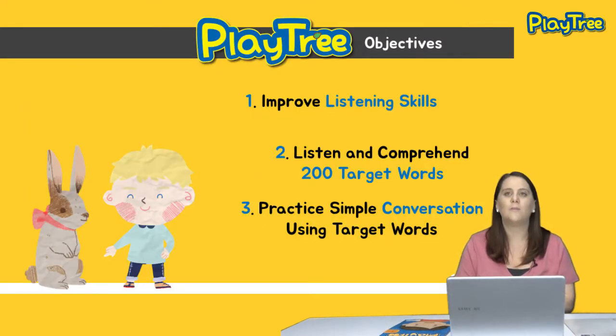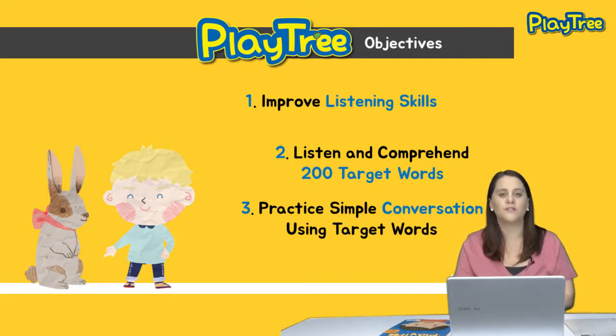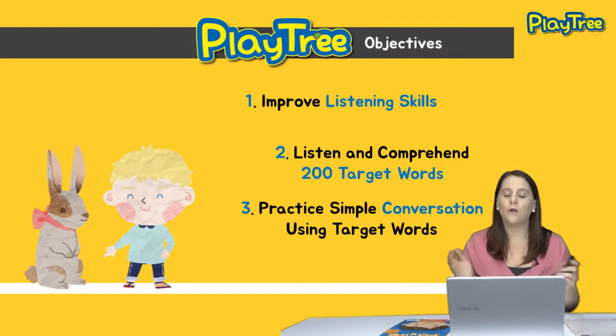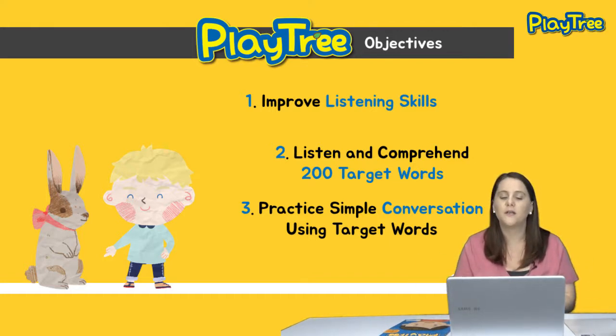Now let's talk about PlayTree objectives. We have 3 of them. First, improve listening skills. Second, listen and comprehend 200 target words in a year. Third, practice simple conversation using target words. Now, how are you going to accomplish these objectives? Let's talk about that next.